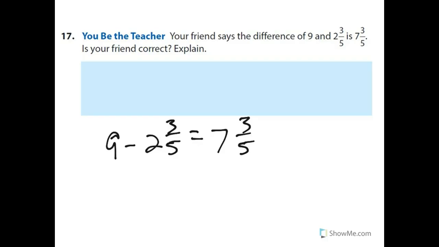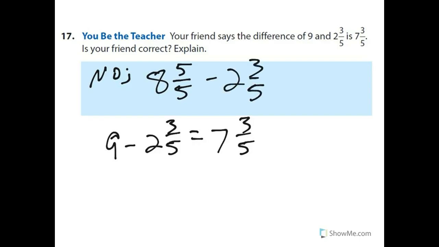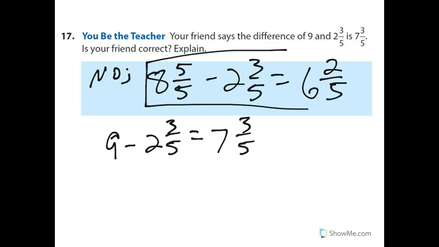So is your friend correct? No. No, this is what it should have been. You should have done 8 5/5 minus 2 3/5, and it should have been 6 2/5. That is the correct work.